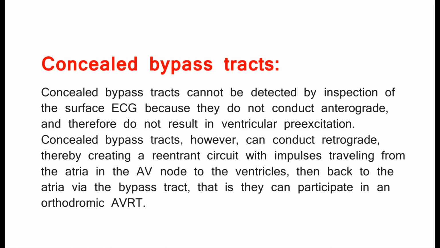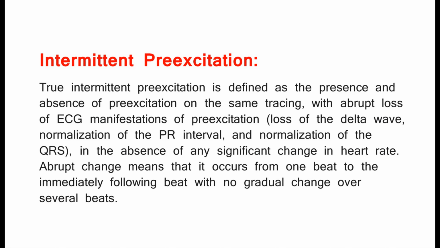Concealed bypass tracts. Concealed bypass tracts cannot be detected by inspection of the surface ECG because they do not conduct anterograde, and therefore do not result in ventricular preexcitation. Concealed bypass tracts, however, can conduct retrograde, thereby creating a reentrant circuit with impulses traveling from the atria through the AV node to the ventricles, then back to the atria via the bypass tract, that is, they can participate in an orthodromic AVRT.